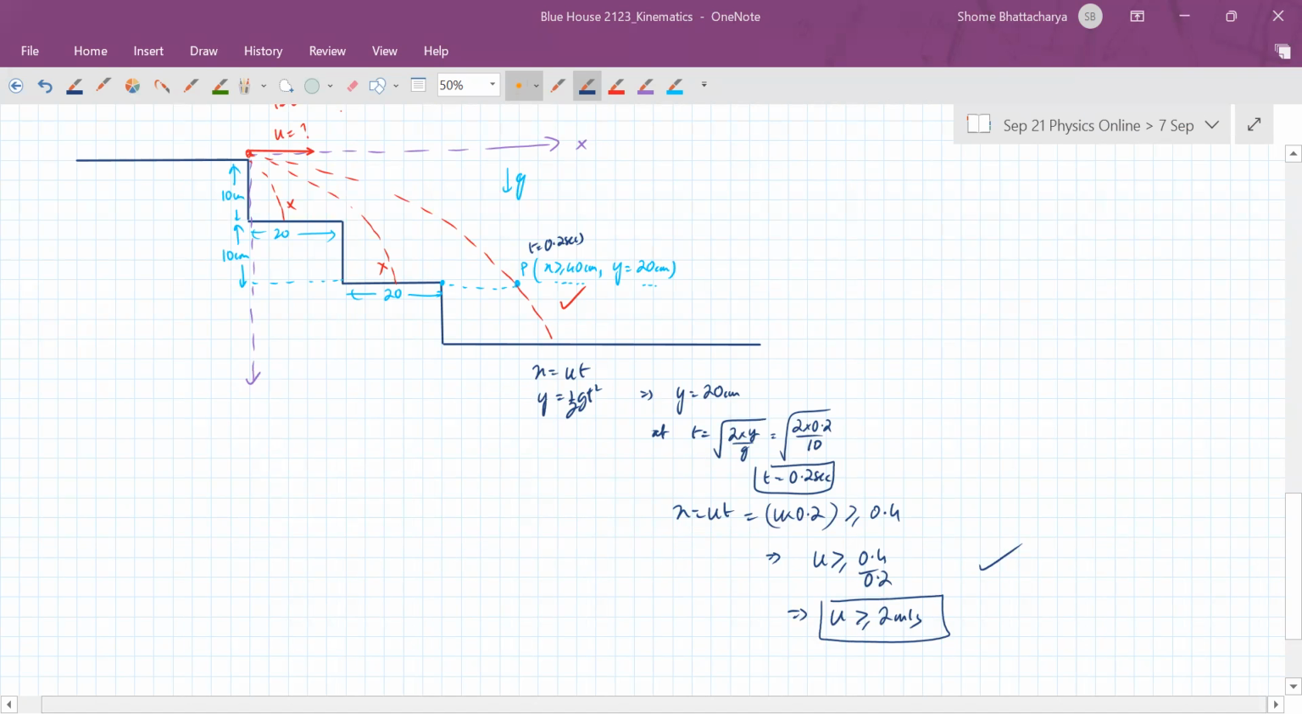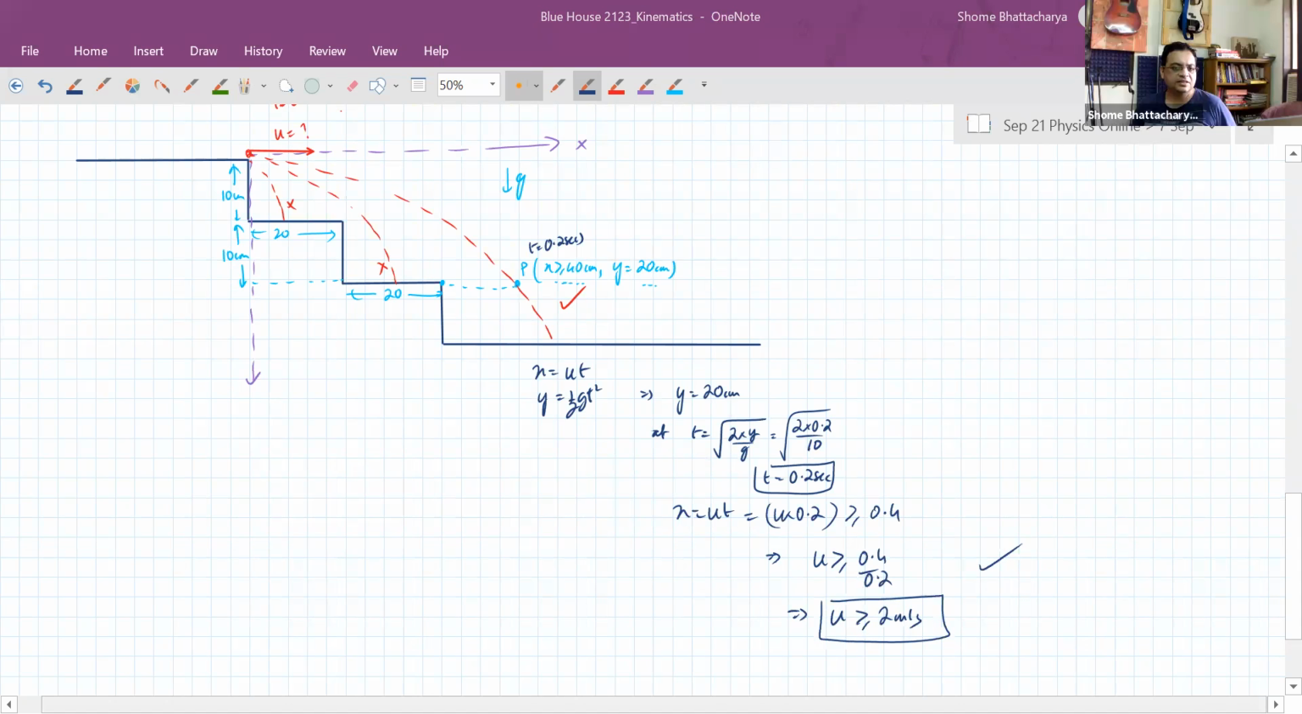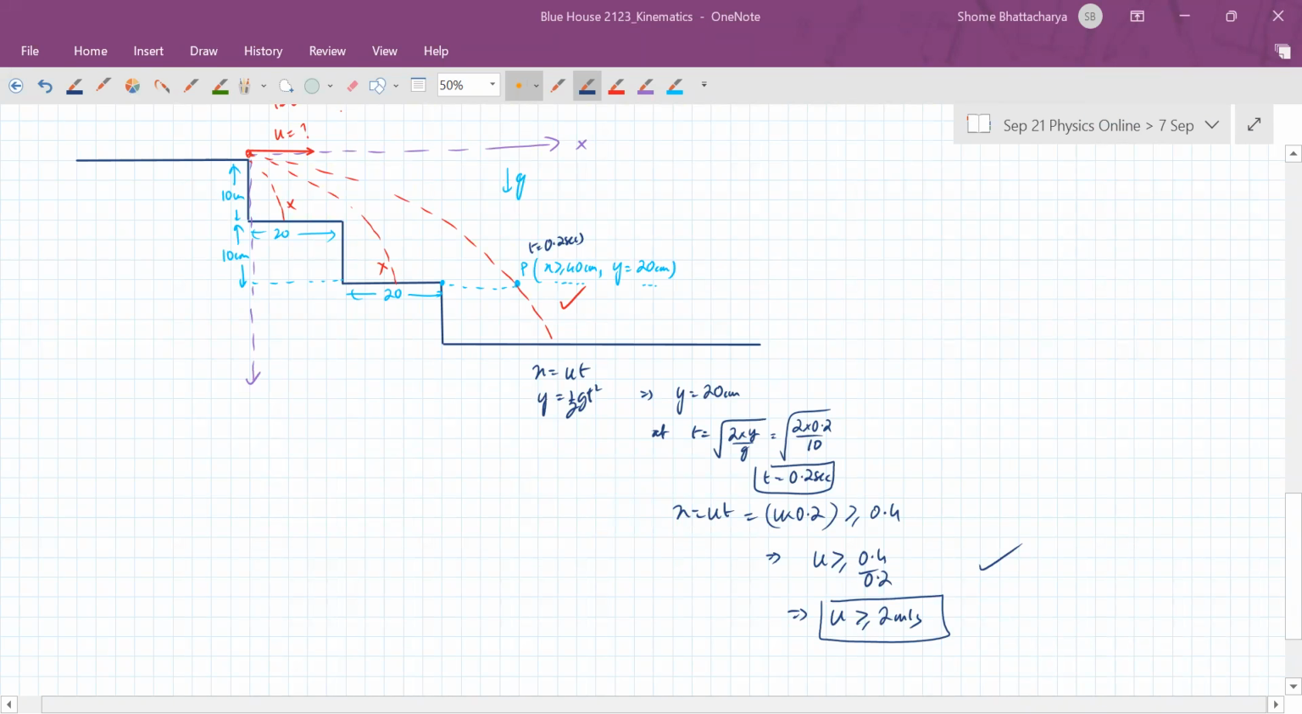Yes, sir, it's the answer. Because I've taken g as 10. I'm not sure if HC Verma has asked you to assume g as 10. If you take 9.8, you will get a slightly different value.